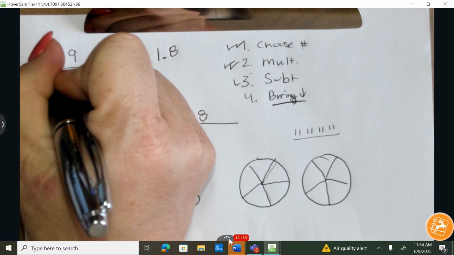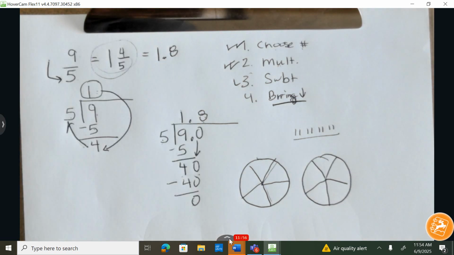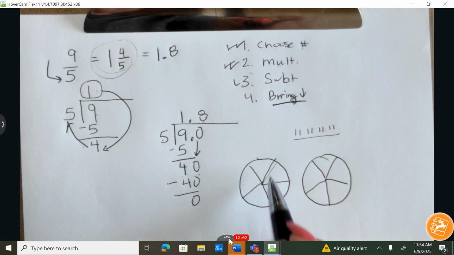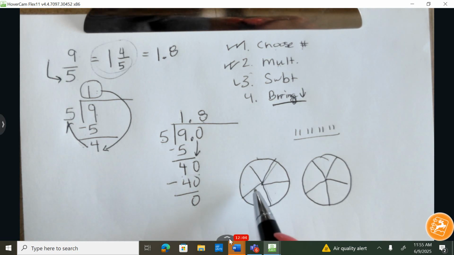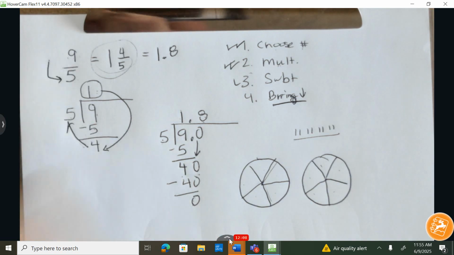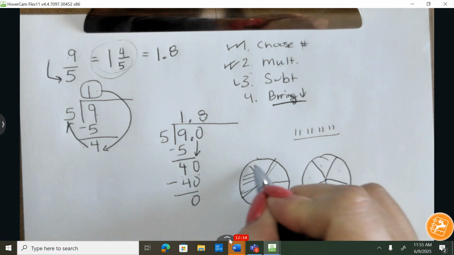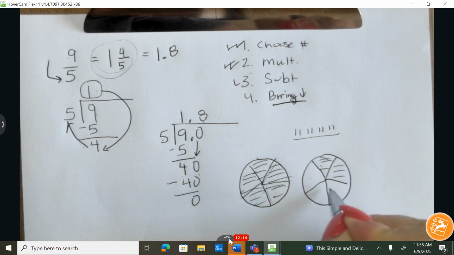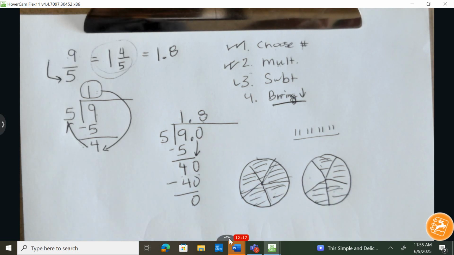Okay, so you're ready? I need to have 5 equal pieces within my figure. 1, 2, 3, 4, 5, and hopefully they are equal in size. And then I need to shade 9 of them. 1, 2, 3, 4, 5, 6, 7, 8, 9. Here's a representation of the improper fraction, 9/5.